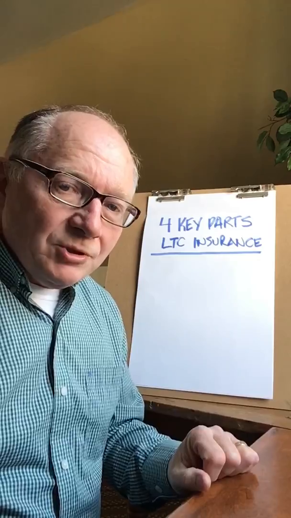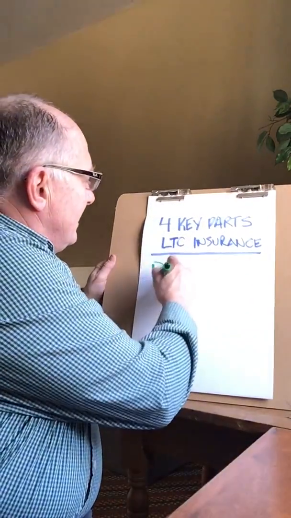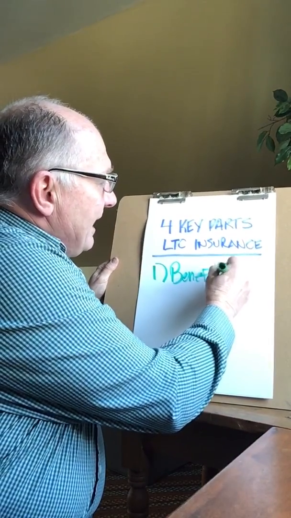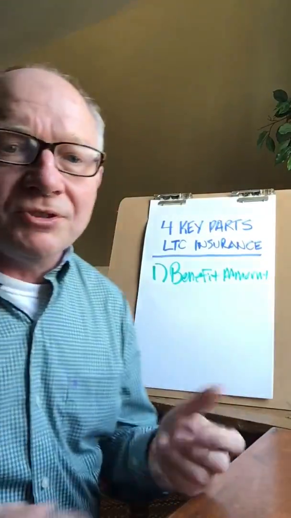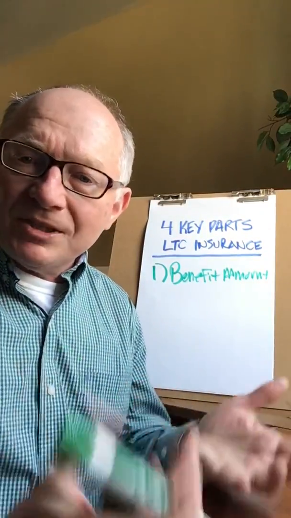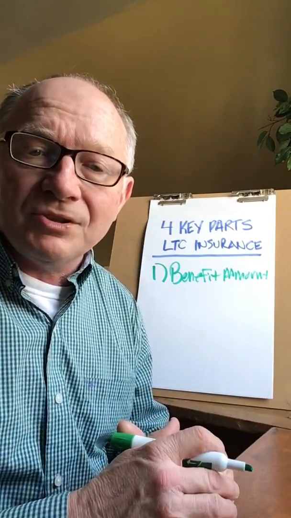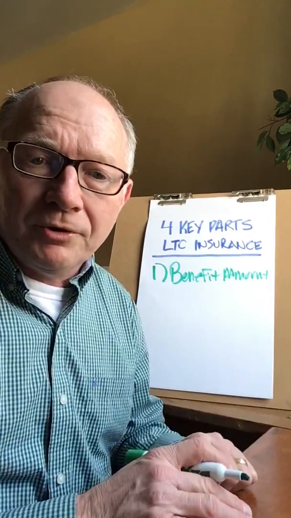The first thing we're going to choose when we buy a plan is our benefit amount. This is how much your policy will pay for care every day. This can be anywhere from $50 a day to $400 a day. It's up to you and how much risk you want to transfer to the carrier and how much you want to spend for your policy. So benefit amount is simply how much. Again, anywhere from $50 to $400 a day.